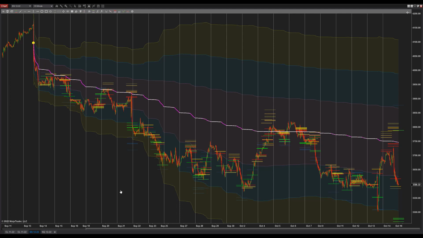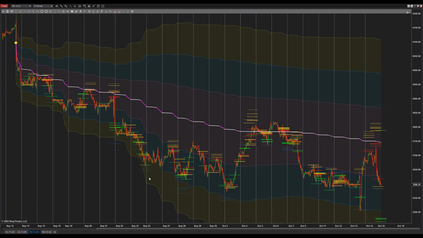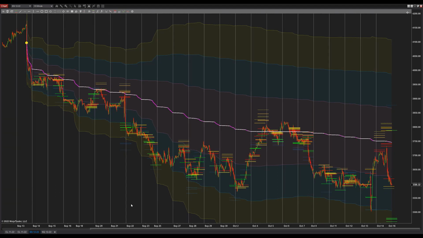Right, people often will comment that I spend so much time on the measured moves, and I'm just shocked that someone would say, let's focus on something else, right? I mean, every green line you see there is that algorithm hitting its target.